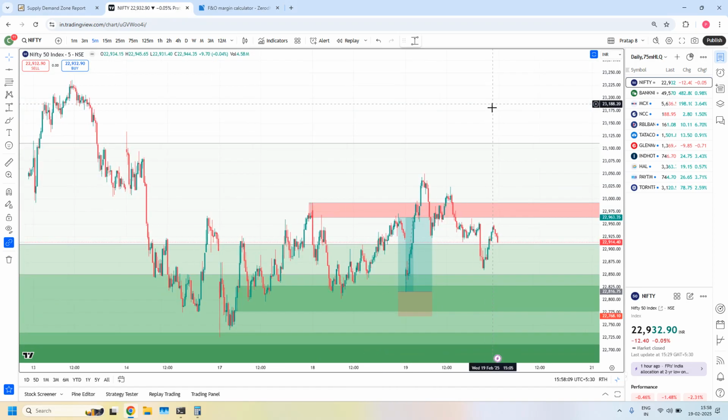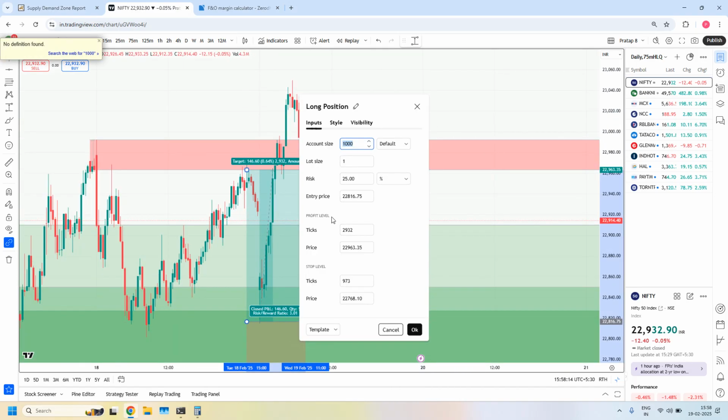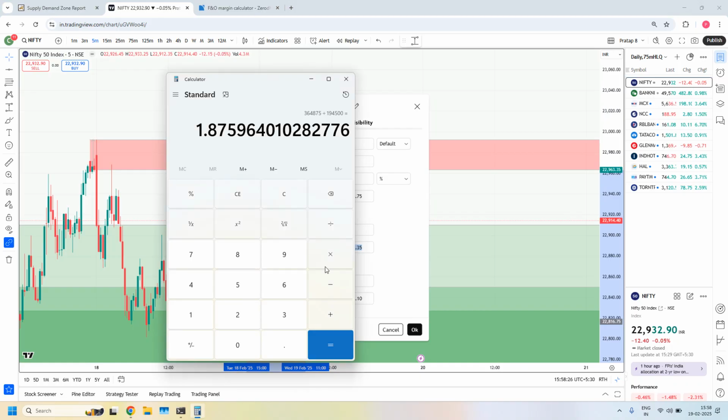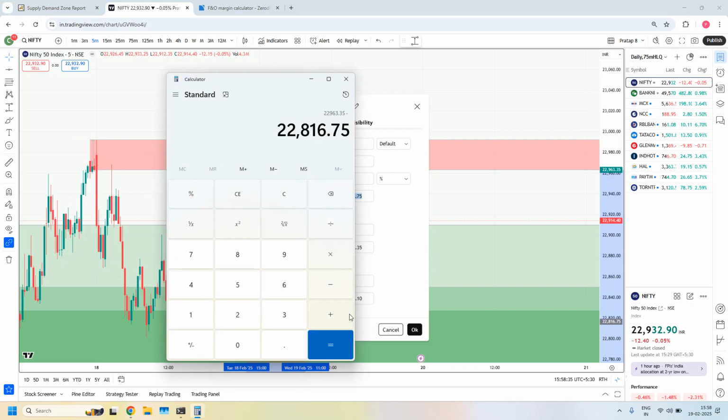Then what could be the profit? So your profit level minus your entry. What is your profit level? 22,963.35. Minus, what is the entry? 22,816.75. How many points of profit would you have got in Nifty? Within half an hour, you would have got 146 points of profit.